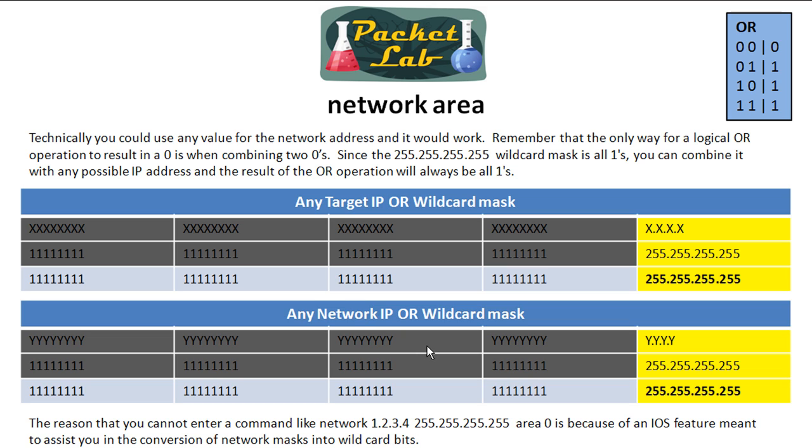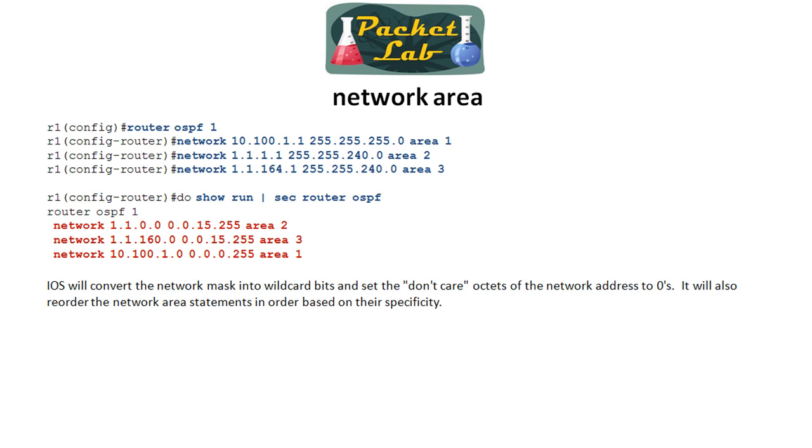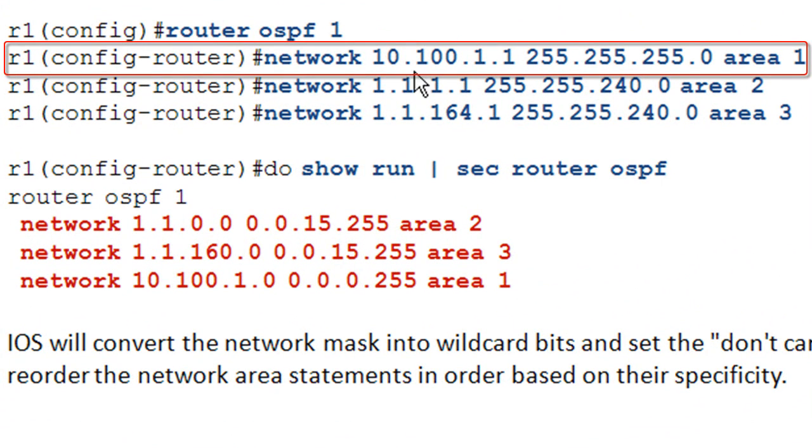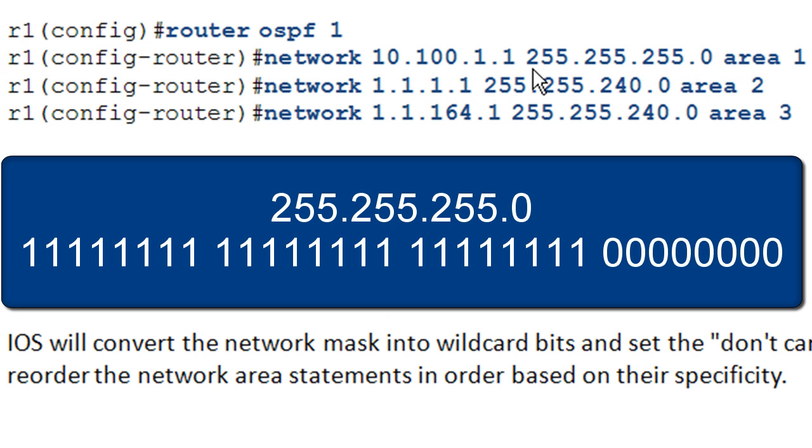So why do you need to use the quad zeros in IOS? Well, the reason is a little feature with IOS. It has been implemented to assist you in the conversion of network masks into wildcard bits, and we'll see that in the next slide. So IOS is going to take a look at your network area command, and it's going to say, okay, you're going to give me the network IP address, and then I'm going to take a look at that next argument. That next argument should be your wildcard mask. Well, let's take a look at this first line here. It's going to say, okay, you gave me the network, and then you gave me a wildcard mask of 255.255.255.0. So it's saying, oh, you know what? Wildcard mask shouldn't start with a 1. There shouldn't be a 1 that begins the wildcard mask.